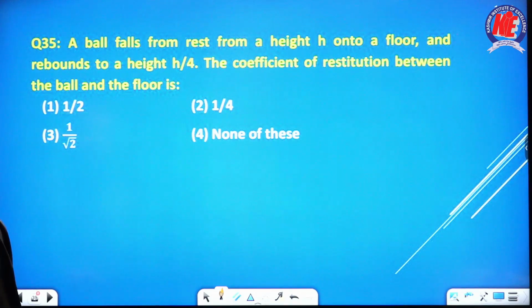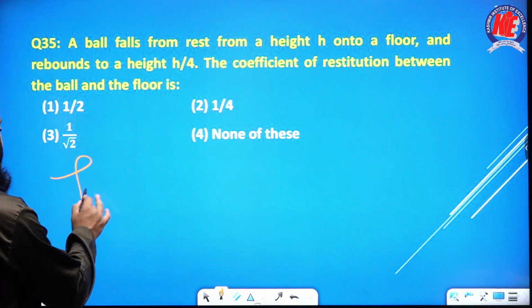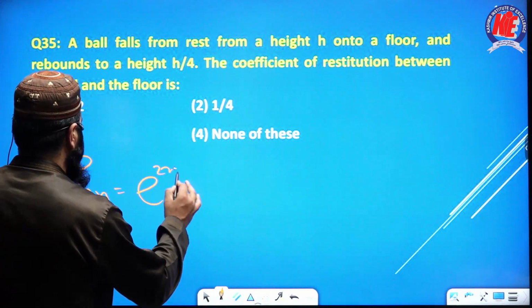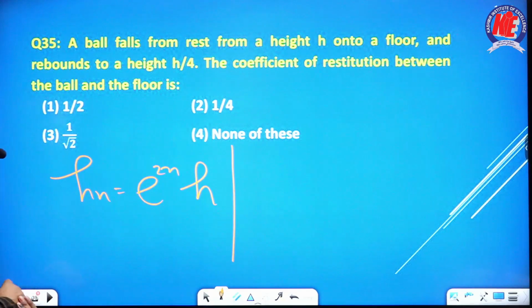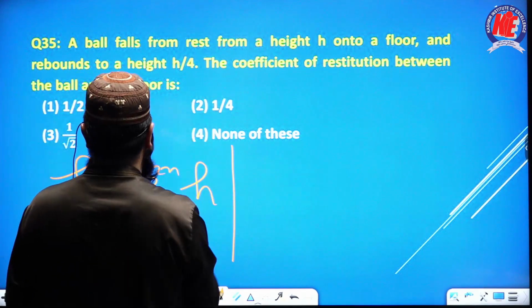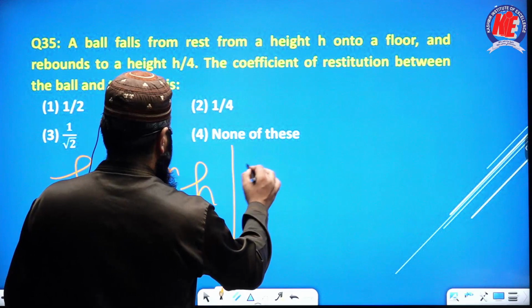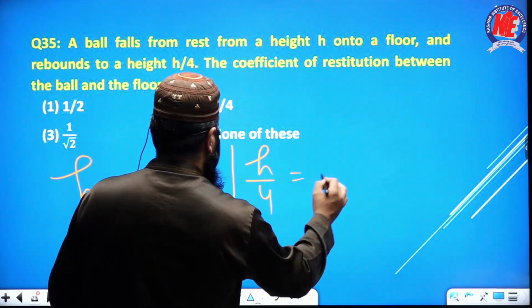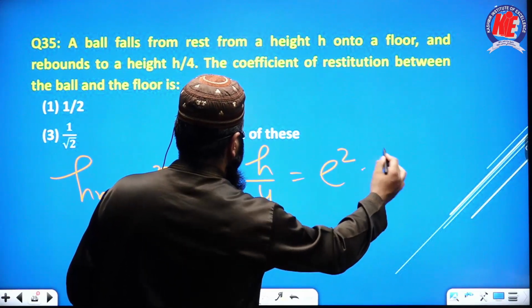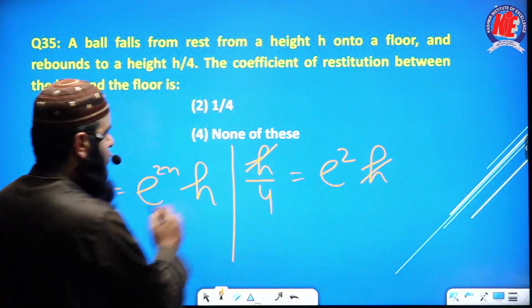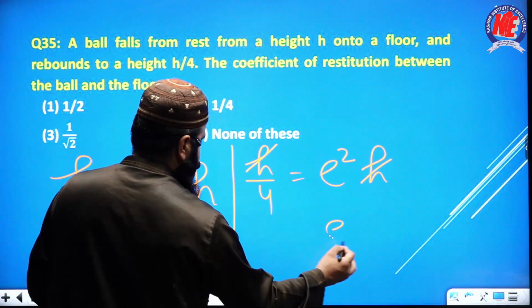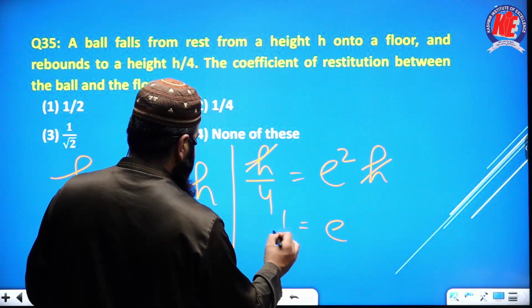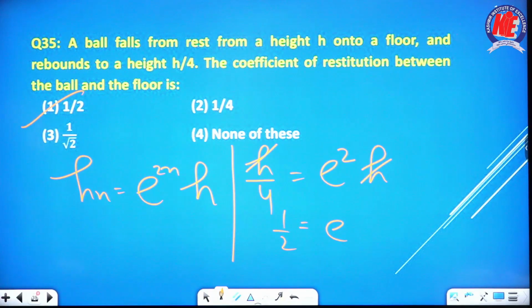Next one. A ball falls from rest from a height h onto a floor and rebounds to a height h upon 4. The coefficient of restitution between the ball and the floor is, recall the relation, hn is equal to e raised to power 2n into h. Height after nth rebound, that's in fact the first rebound, that's h by 4 is equal to e raised to power 2n की जगह 1 into h originally है. h and h will go, e square या e will be equal to square root of 1 by 4, that's 1 by 2. So 1 by 2 is going to be your answer.